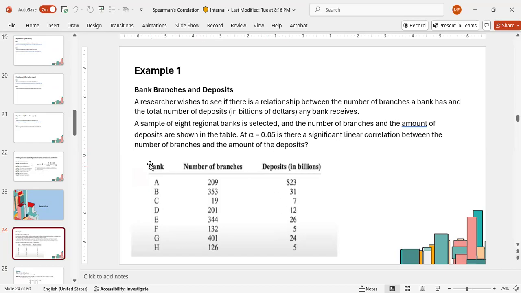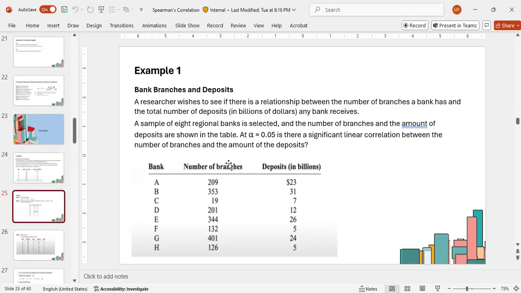This is the data set. You can see that these are the different banks we have named A, B, C, D, E, F, G, H. These are the number of branches of these banks. Say in any country, there are 209 branches of Bank A, 63 branches of Bank B, 19 of Bank C, and so on. And these are the deposits in billions of dollars in each bank. Now we have to find, is there any relationship between this deposit and the number of branches? And we are going to find this by the Spearman ranked correlation coefficient.